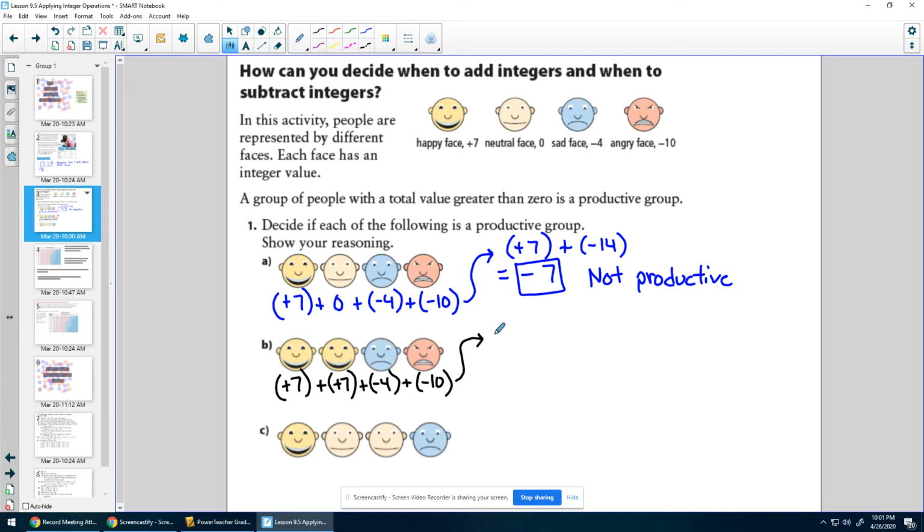7 plus 7 is 14. And then we're going to add our negatives together, which is -14. +14 plus -14, well, that's 0. Is this a productive group? Value needs to be greater than 0. Therefore, 0 is not productive.